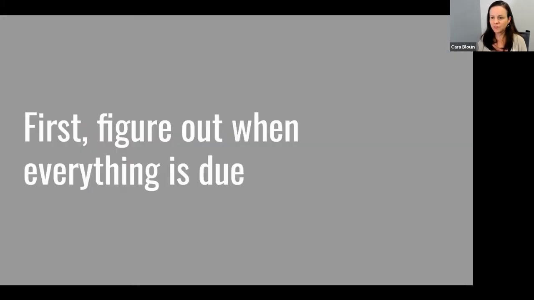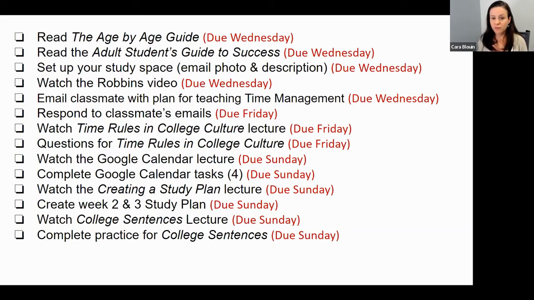So the first thing we have to do when we have our list is to figure out when everything on this list is due. Sometimes everything's due on Sunday, so this step is not necessary, but some professors require that things be done throughout the week. So let's figure out when things are due. For this week, we have a few things due Wednesday, a couple of readings, the study space, the video, and the email that you're going to send to your classmate. There are also a few things due on Friday, responses to emails, and some of the videos. Then most of what's due for this class is due on Sunday. Everything left is due on Sunday.